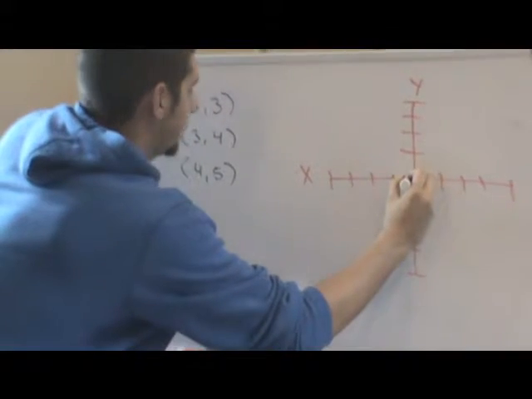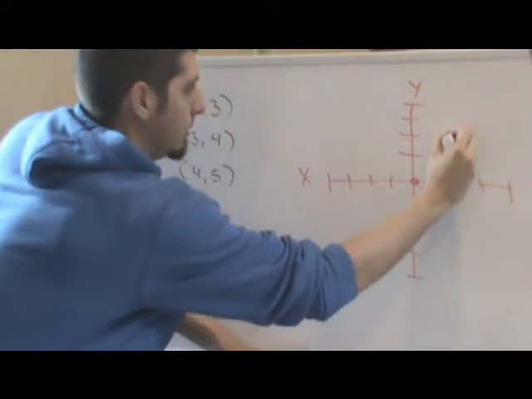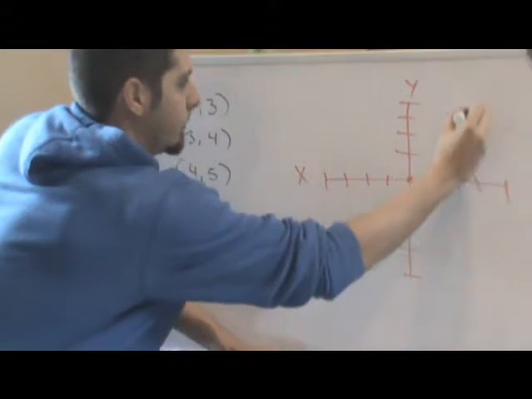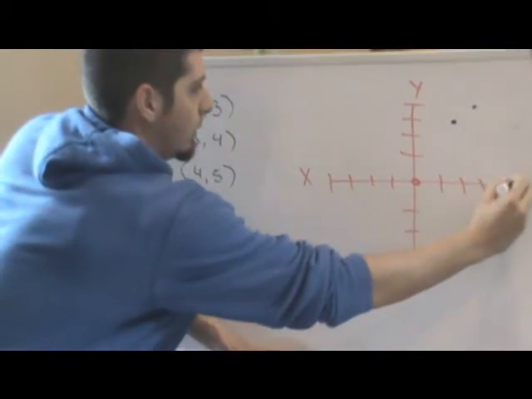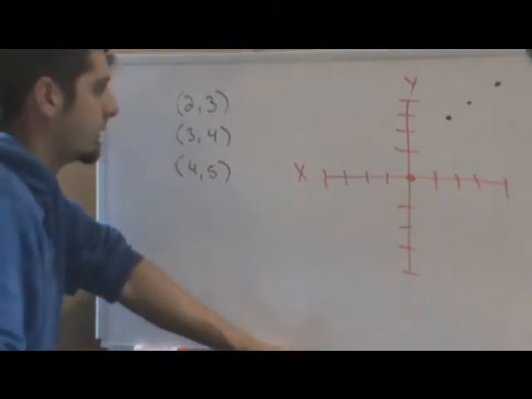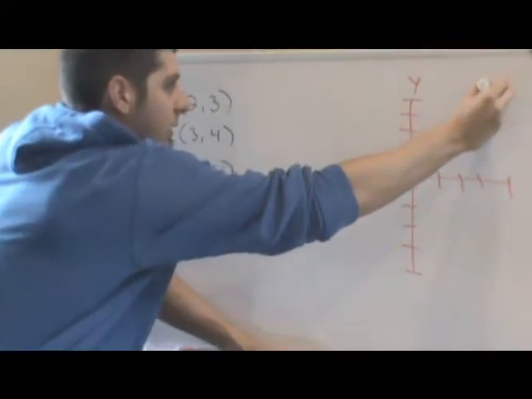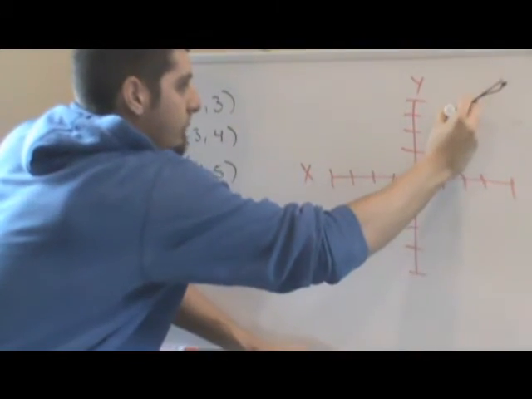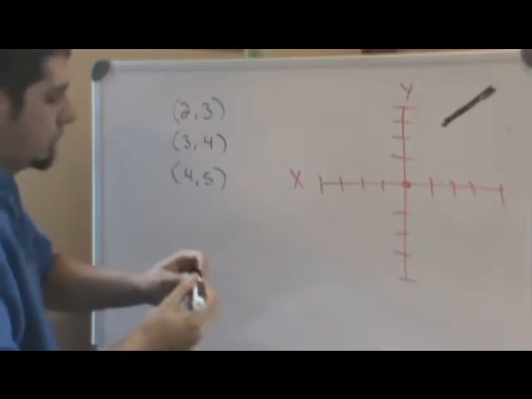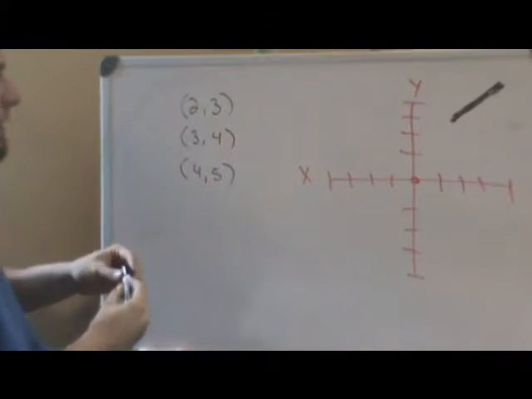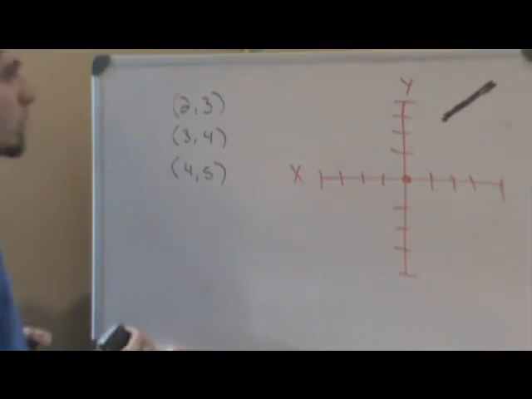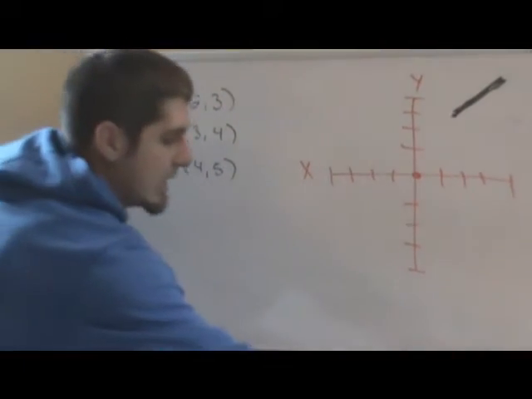So if I graph it, over 2, up 3, over 3, up 4, over 4, up 5, you're going to see that this function has created a straight line. Now, since I'm doing it freehand, it's not going to look perfectly straight, but those 3 points that I put up here created a straight line. Or in other words, it created a linear equation.